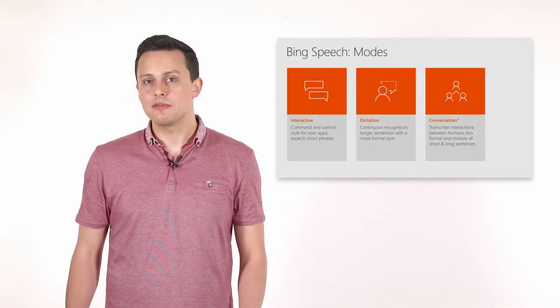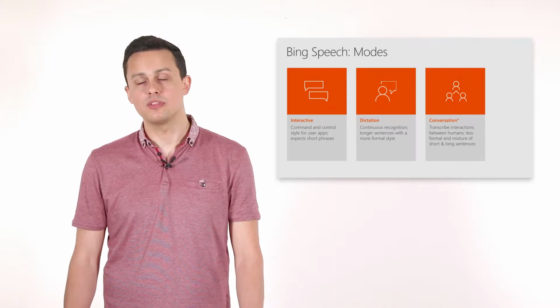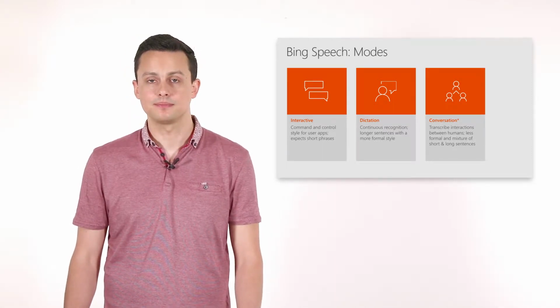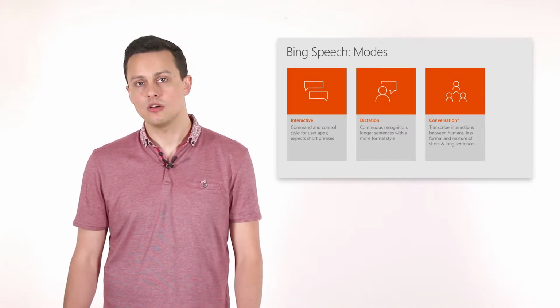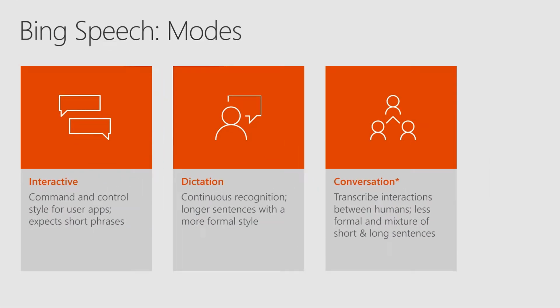Before you can get up and running using Bing Speech, you have to make a decision on the kind of model that you're going to use for speech recognition, that is speech to text. There's one of 3 choices that you have to make, and it'll depend on the application you're building. The first mode is called interactive, and this is ideal for many application scenarios where your users are issuing you commands. These are typically short phrases that are spoken.